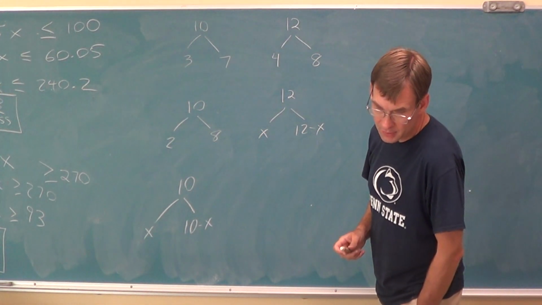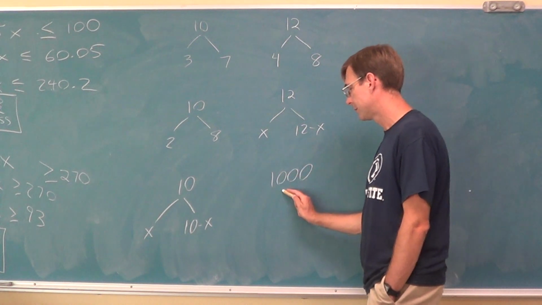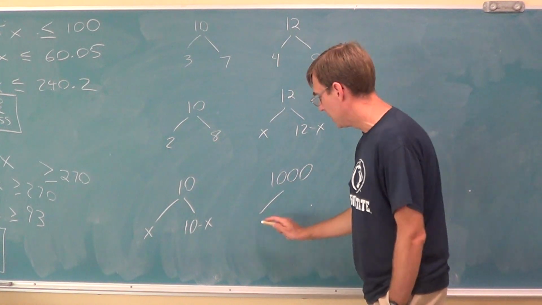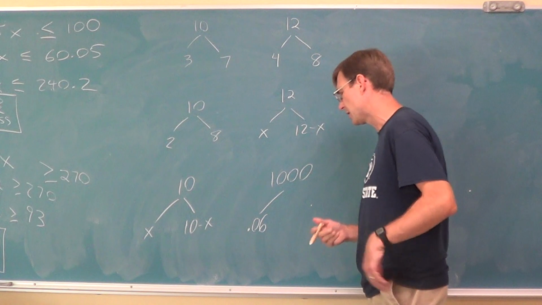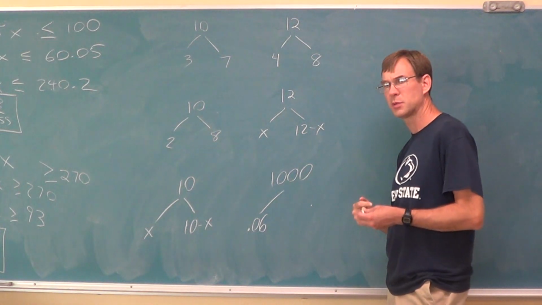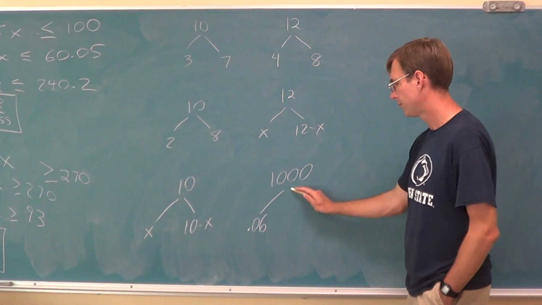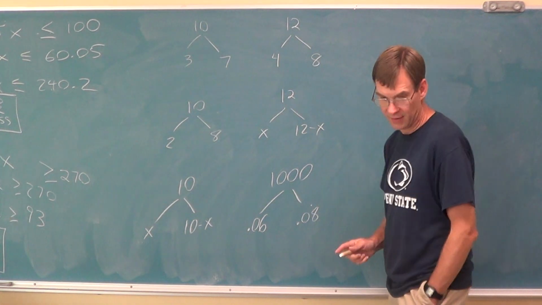So when we go into this story, we don't have cookies, we have $1,000 to invest. We're going to put some money in an investment that is 6%, which is 0.06. A couple days ago we had percentage problems. You always make percentages decimals by sliding the decimal left 2 positions. We have other money going in at 8% investment.